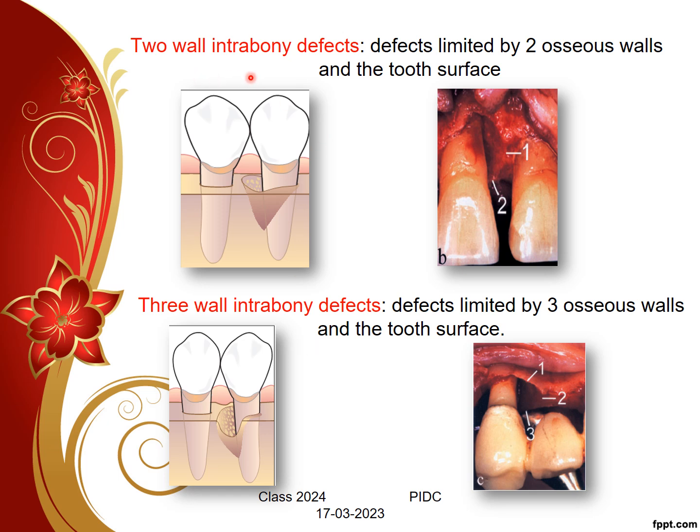Next, coming on to the intrabony defect. If it is a two wall intrabony defect, only two walls are present, so the defects are limited by only two osseous walls. Here you can see that the distal and the palatal wall are present, and the buccal wall is missing. Here also you can see the distal and the palatal wall being present. Three wall defects mean defects lined by three osseous walls, and you have a trough-like effect here. So this is called a three wall defect.